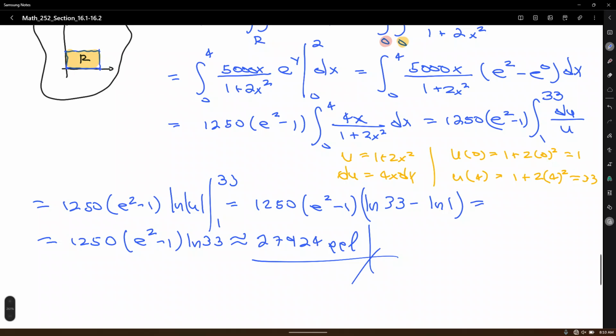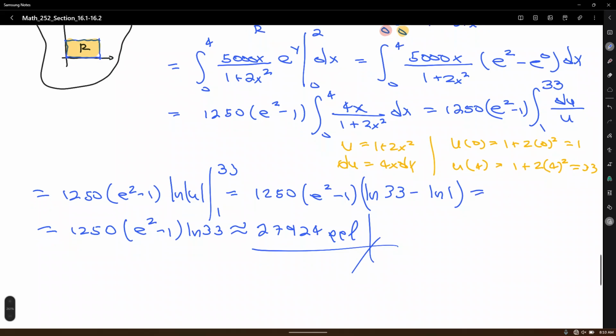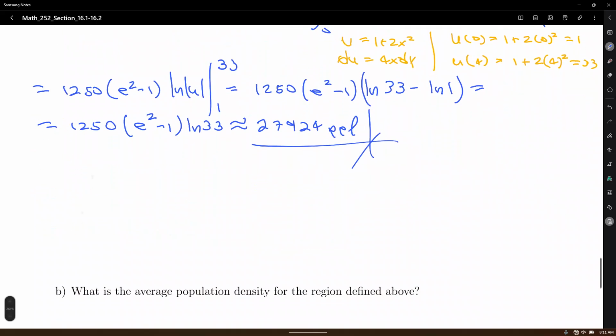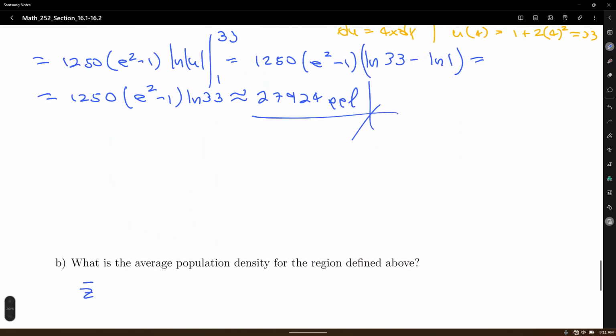Now, what is the average population density for the region defined above? That's the total population, but that doesn't tell us how it is distributed, right? So that's why we're going to get the average. Well, how do we get the average? We divide the population here by, in this case, the area, right? So that is really the average value. So let's see. Z bar equals 1 over the area of R times the double integral over R of the function f of x y dA.